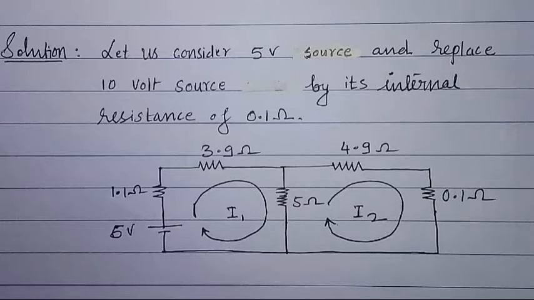Here in this circuit, now you can see only 5 volt source is considered and 10 volt source is replaced by its internal resistance of 0.1 ohm. I am going to make use of KVL, that is Kirchhoff's voltage law, to find current through 5 ohm resistor. Therefore, I have marked here two mesh currents, I1 and I2.